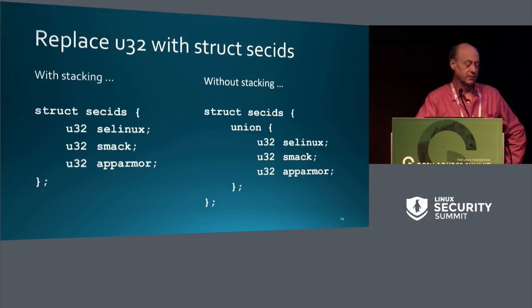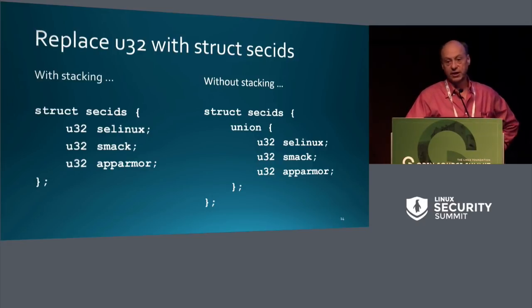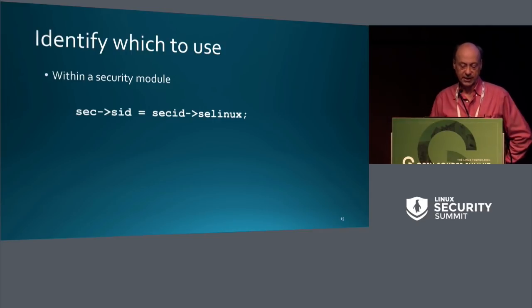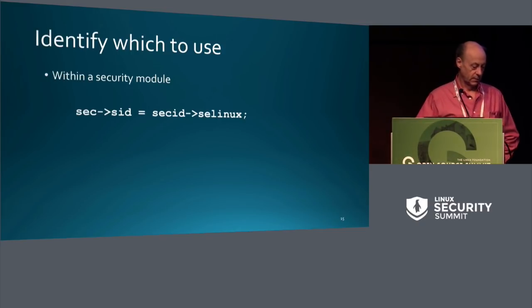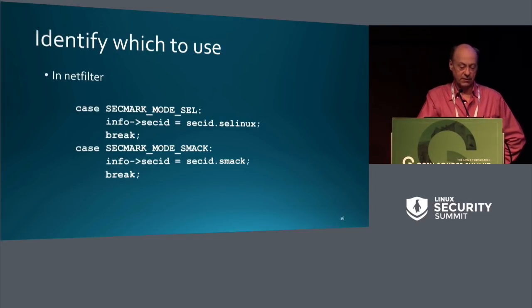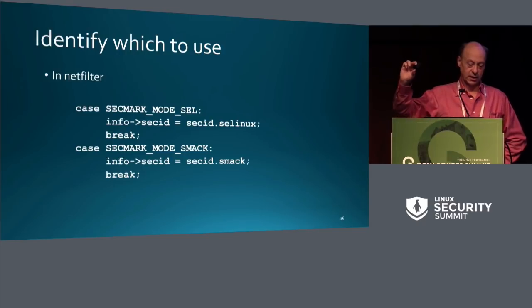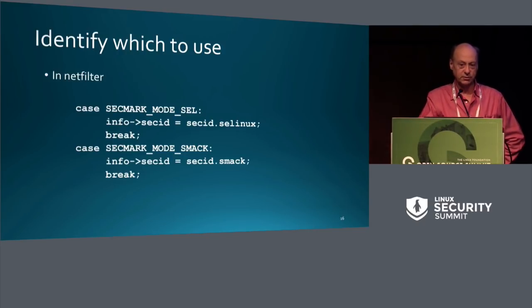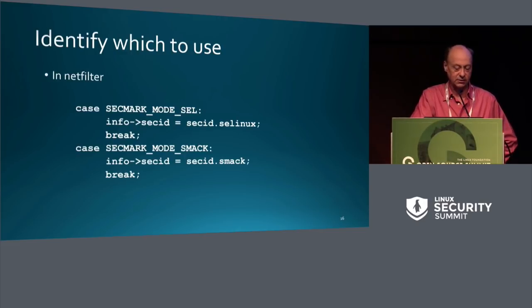But then we have to have a mechanism for defining which one of these sec IDs to use in any particular case. Within the security modules, that's easy. We just use the field that's associated with that module, and we're done. If we're in netfilter, netfilter currently has a single entry in it, which says, if you're using SELinux, here's where the information is. We need to break that out and say, if you're using SMACK, here's where the information is. In both cases, if you're not stacking, it'll be the same 32 bits. And if you are, you'll have to tell it which one it is. Currently, SMACK is a bad citizen in this particular case in that it uses the SELinux mode in SecMark, but that's something that needs to get fixed when it's broken.